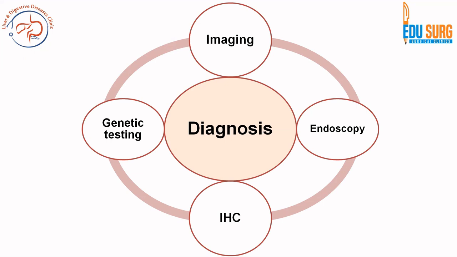Diagnosis relies on 4 important parameters: imaging, that is CT, PET scan, MRI. We will see what all can be done. Endoscopy and endoscopic ultrasound, immunohistochemistry on biopsy, and genetic testing. So these 4 headings are very important when you are writing about GIST or managing a GIST patient.